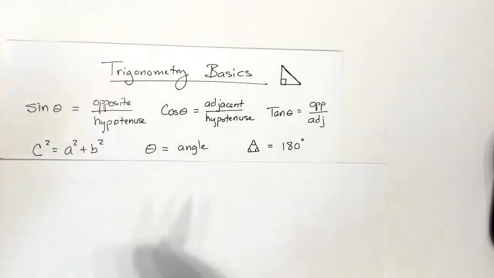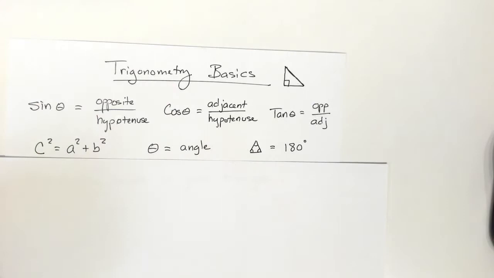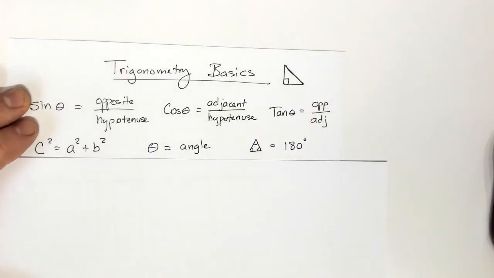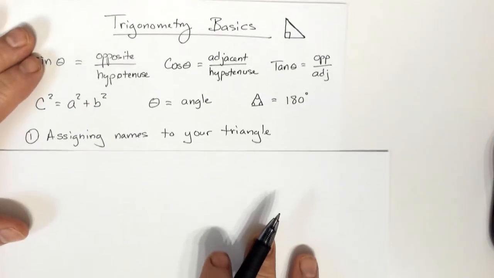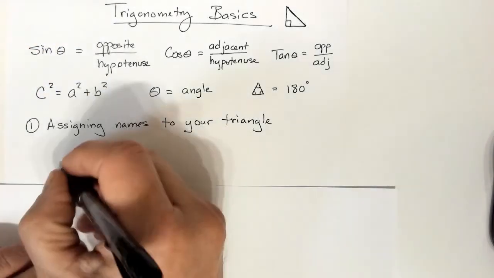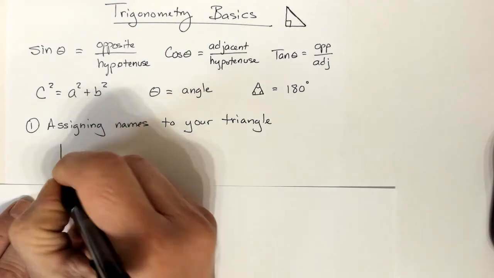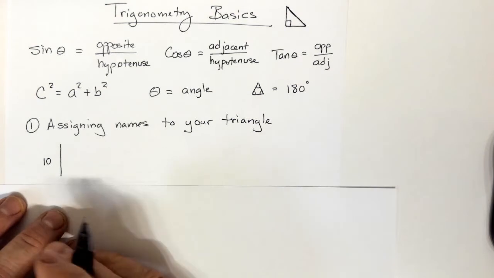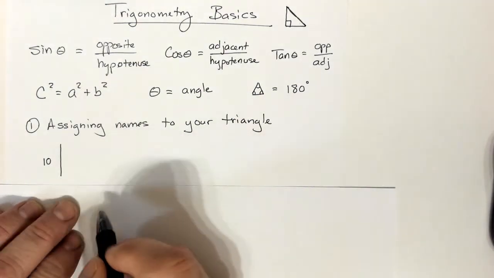So let's get started and just do some basic ideas. The first thing you want to be able to do in any problem that has a triangular type shape to it is assign the names to your triangle. What does that mean? If I give you a problem, let's say I just make something up. Say that we have walked 10 kilometers, or 10 miles or 10 inches, or at a speed of 10 meters per second. Anything that can be treated like a triangle.